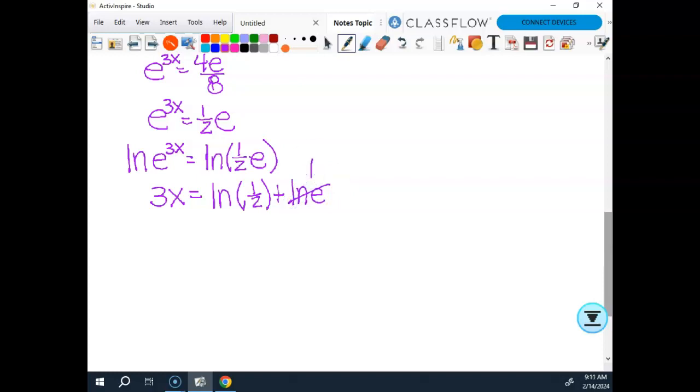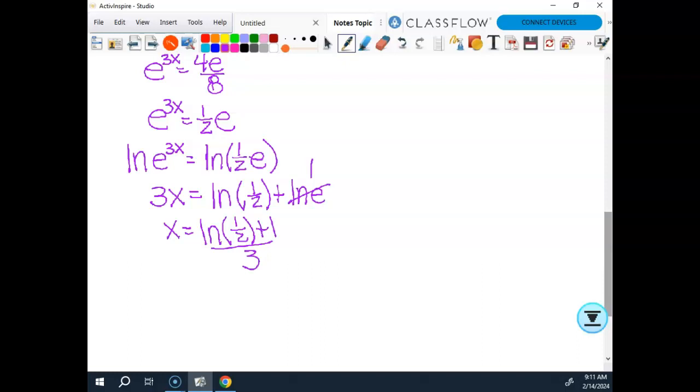So then I want to get x by itself. What am I going to do? Divide by 3. So x equals the natural log of 1/2 plus 1 over 3. Everybody okay with that? What questions you got?